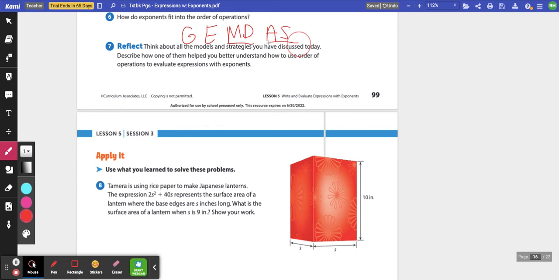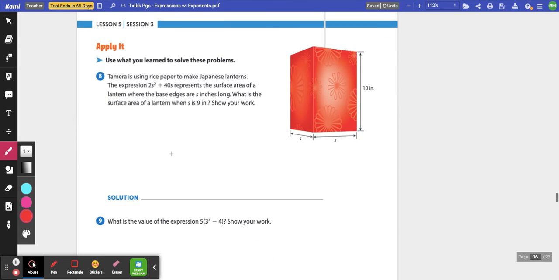Remember, these go together from left to right. So you could say it's the second step. Let's go down and look at another problem.